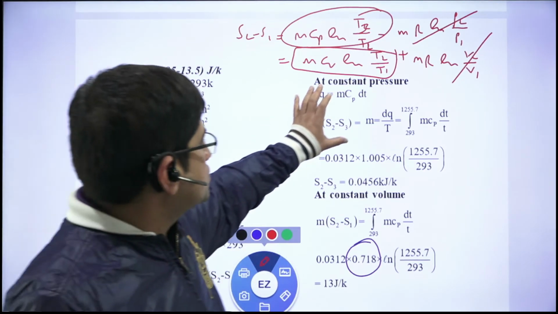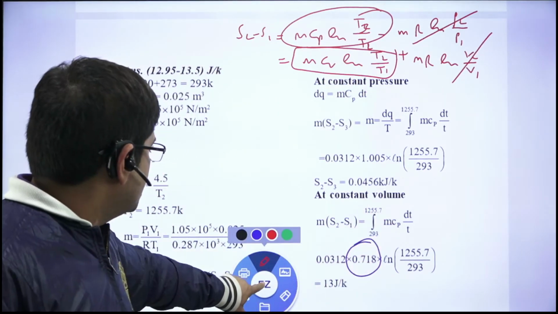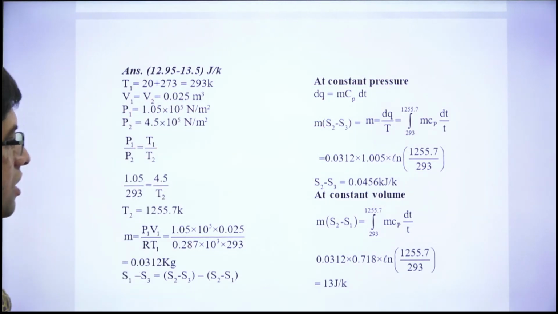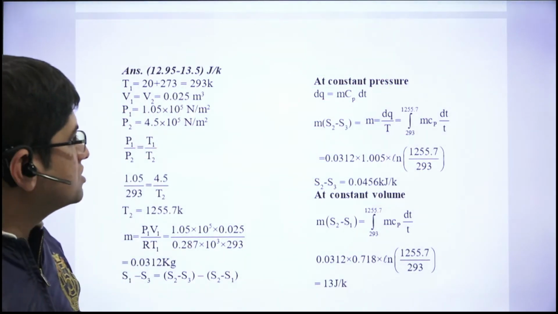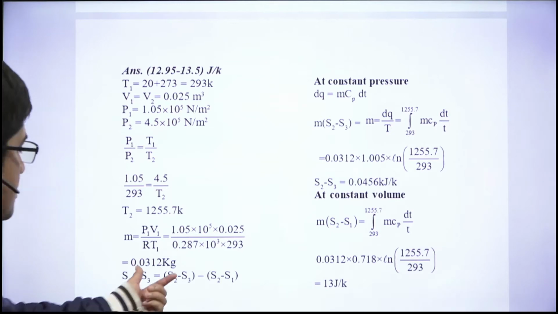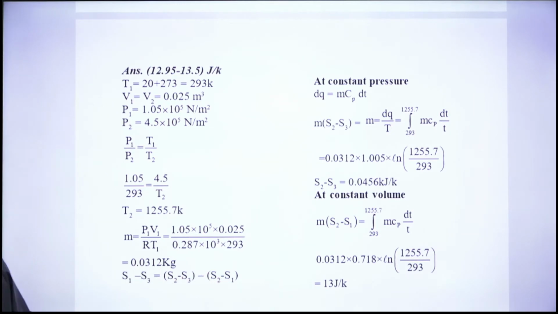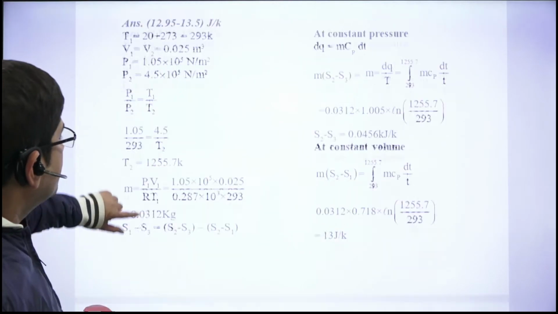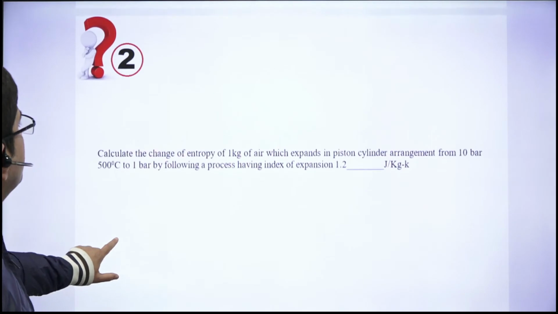So if we use these formulas we get these two values, and if we add them, in one case entropy is going to increase, and in the other case it is going to decrease. In the heating case entropy will increase, and in the cooling case entropy is going to decrease, right? Okay, let's go to the next question now.